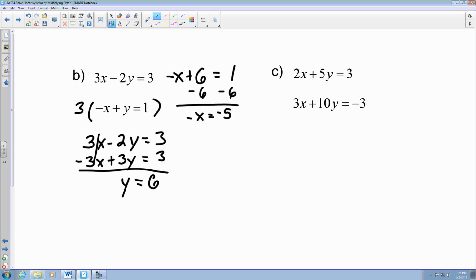But because I have a negative x there, I'm going to multiply both sides by negative 1, which leaves me with a positive x, and then negative 5 times negative 1 is just 5. So my ordered pair for example B will be 5, comma 6.